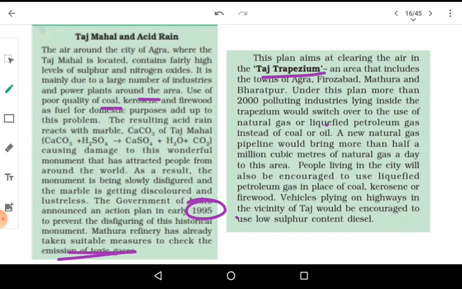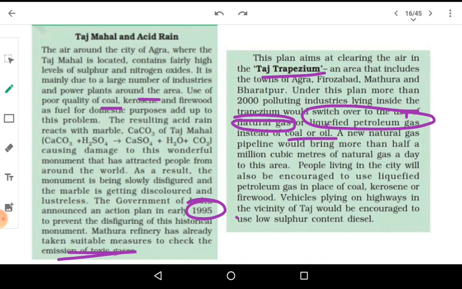Under this plan, more than 2,000 polluting industries lying inside the Taj Trapezium would switch to the use of natural gas, or they can use liquefied petroleum gas instead of coal or oil. So coal and oil are prohibited now, and they can use either natural gas or liquefied petroleum gas. Now, a new natural gas pipeline would bring more than 500,000 cubic meters of natural gas a day to this area.